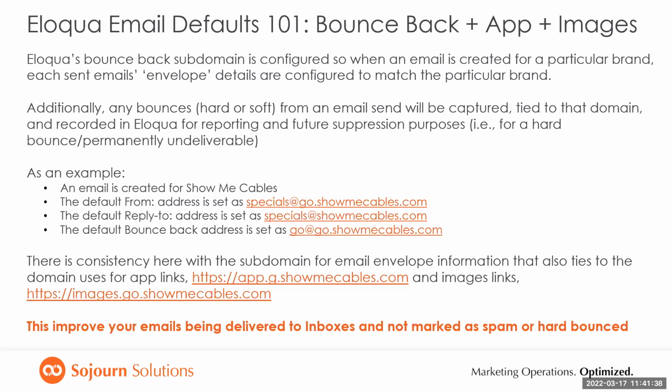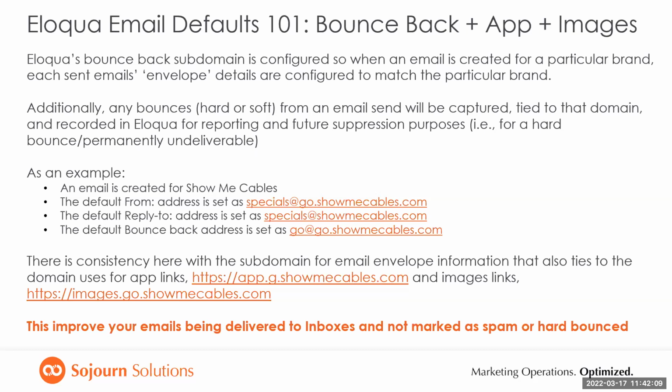Here's an example again for Show Me Cables. This is what they have currently in their instance. They've got a default from, specials at, and then their subdomain go.showmecables.com. They've got a reply to, and then they've got a default bounce back, right? So there's consistency between the subdomain for the envelope information that then also ties back into those app and image links that we were just talking about.